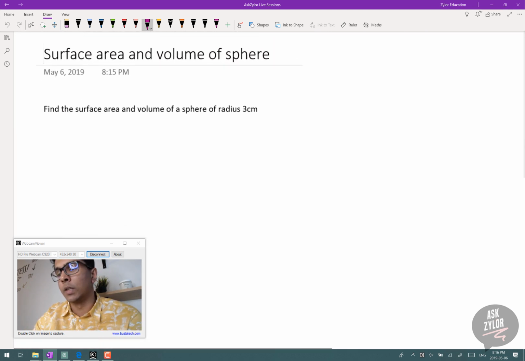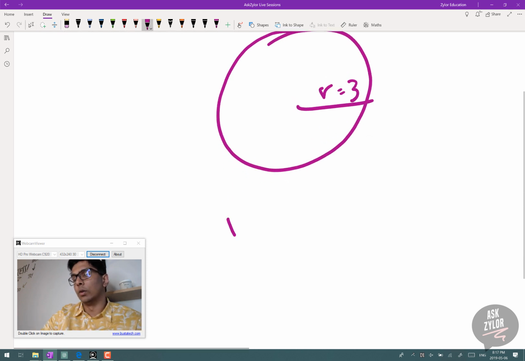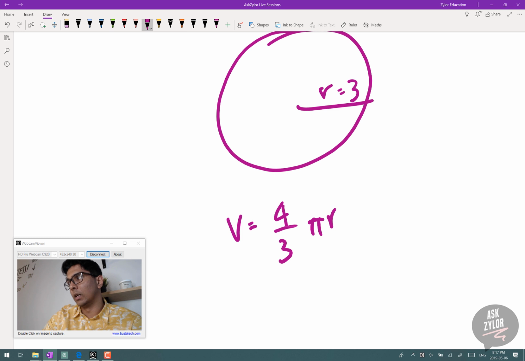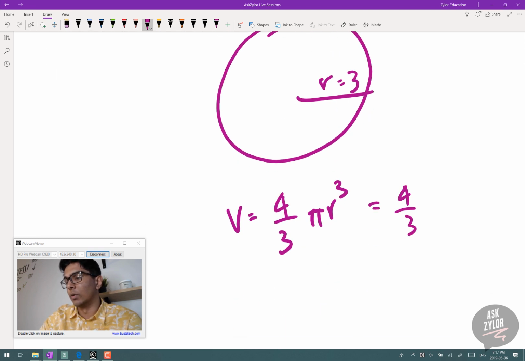So this is a surface area and volume question. So we're asked to find the surface area and volume of a sphere of radius 3 centimeters. Okay, so the radius is 3. So I need to know my volume and surface area equations. So my volume equation is going to be 4 over 3 pi r cubed. So since my radius is just 3 centimeters, I'm just going to plug in 3 for my radius. So 4 over 3 pi 3 cubed.